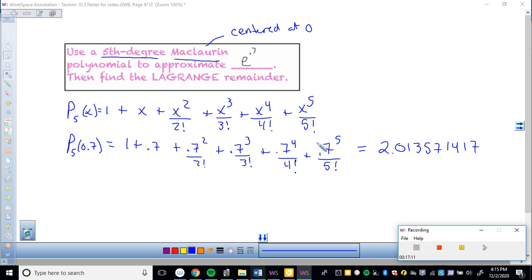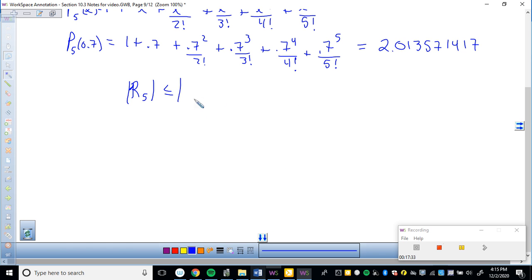Now, then find the Lagrange error bound. So we cut this off at the fifth degree and fifth order in this case. So we are looking for R sub 5 is going to be less than or equal to, well, we need to identify all of our letters, n plus 1, x, a, and c. So n is the order that our polynomial is, 5, n plus 1 is 6, x is the value at which we're evaluating it, so that is 0.7, a is where it's centered, so that is 0, c is what we have to figure out.